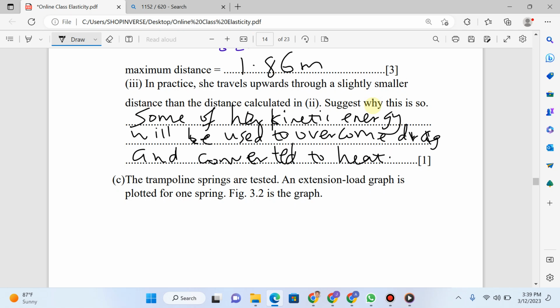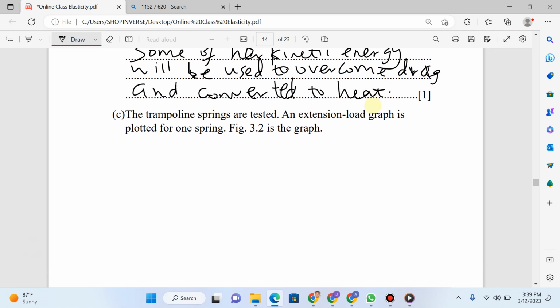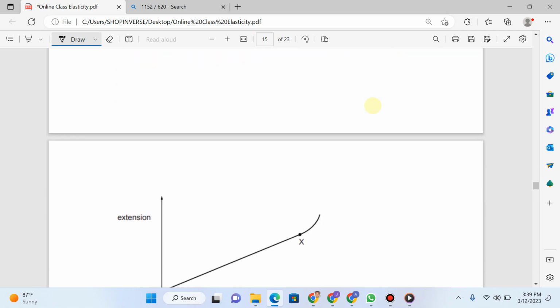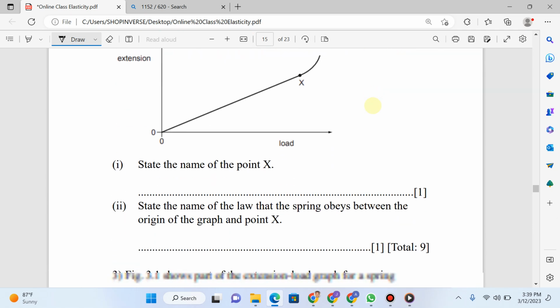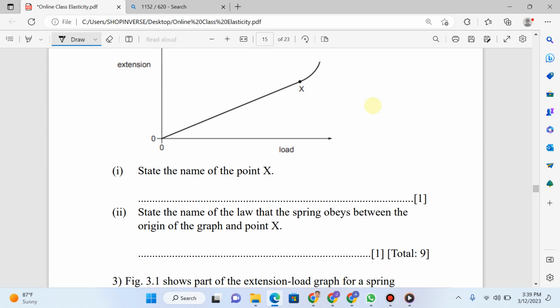So, the trampoline springs are tested. An extension load graph is plotted for one spring. Figure 3.2 is the graph. State the name of the point X. The point where the force stops being proportional to extension is called what? It is called the proportionality limit, or you can call it the limit of proportionality.